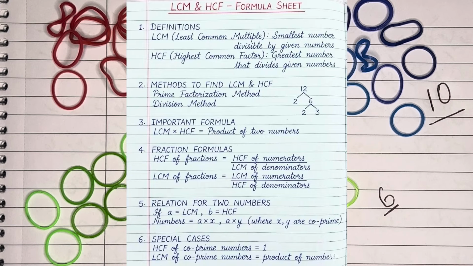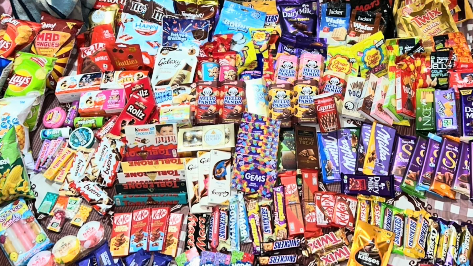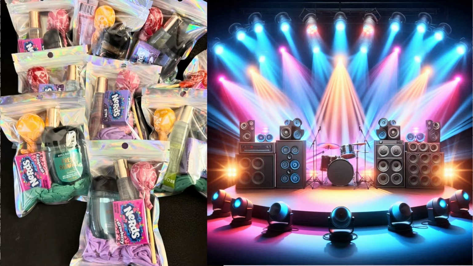In the classroom, you can see this formula sheet for LCM and HCF. In my daily life, if I want to distribute these chocolates and candies among children, the concept of HCF can help me to do the things in a better way. Remember, for evenly distributed packaging, HCF. For synchronization of light, LCM.